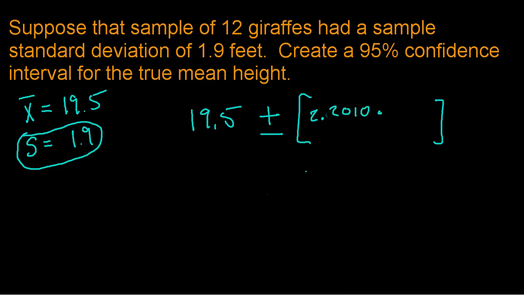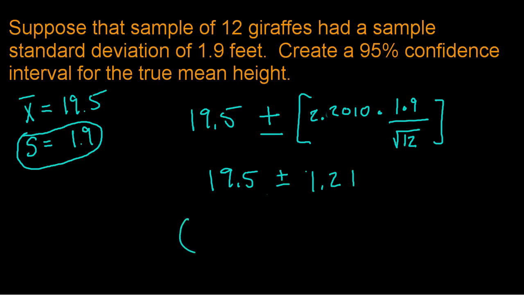All right, now I need my standard error. And again, this is where I had to use the T model because the only standard deviation I know is the standard deviation from my sample. I don't know the standard deviation from the entire population. In the above problem, I did know the standard deviation of the entire population. That's why I used a normal model. Here, I don't know it, so that's why I have to use the T model. So 2.2010 times 1.9 divided by the square root of 12, that number is my margin of error. So I have 19.5 plus or minus 1.21.